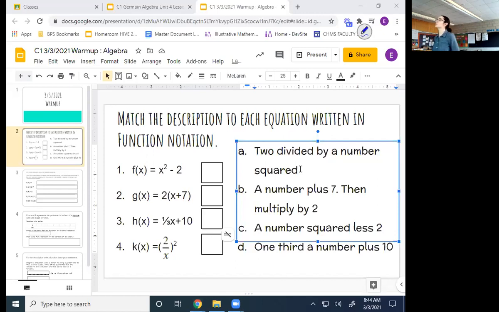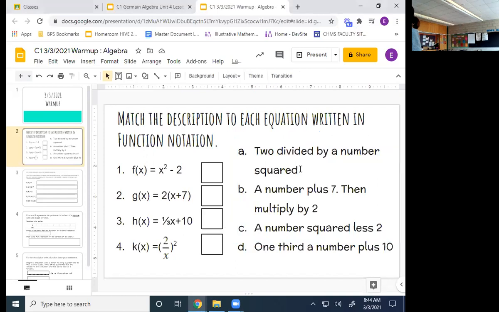So if we look at description number 1, my suggestion for this is to just read through the descriptions and try to make matches. It says 2 divided by a number squared. So what do we have to do first in that description? First thing that we have to do is, very good. We have to divide 2 by that number x.